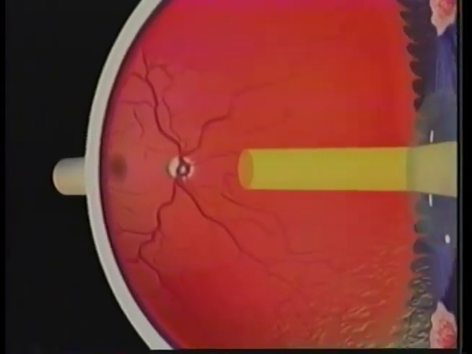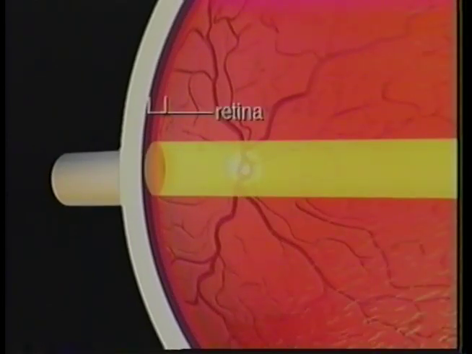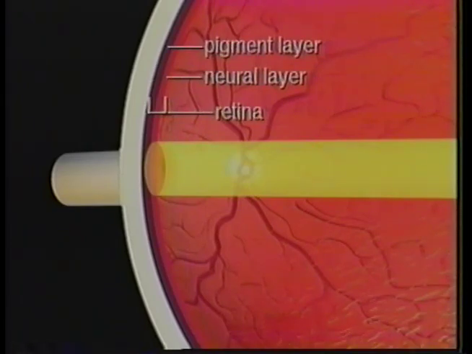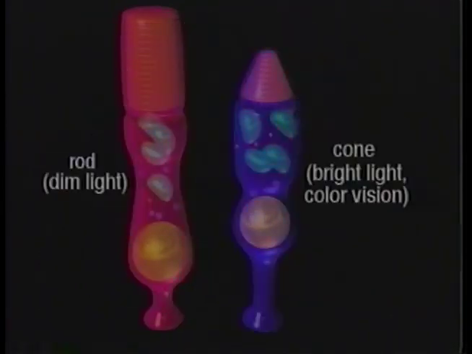Now we're going to take a closer look at the retina. Light traveling through the vitreous humor is focused onto the retina, the innermost layer of the eye. The retina has an inner neural layer, which contains photoreceptor cells, and an outer pigment layer, which absorbs the light that has passed through the neural layer. The neural layer of the retina contains two types of photoreceptors: rods, which detect dim light, and cones, which require bright light and provide color vision.